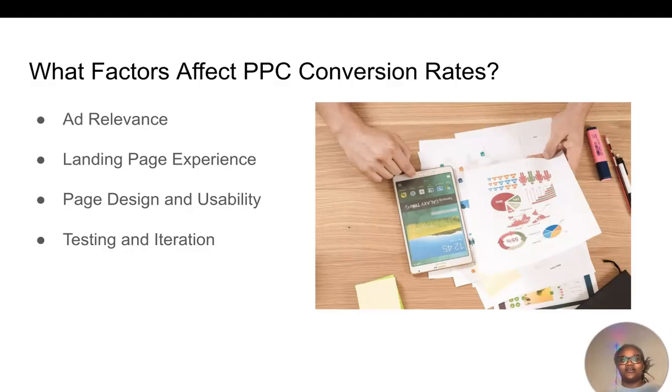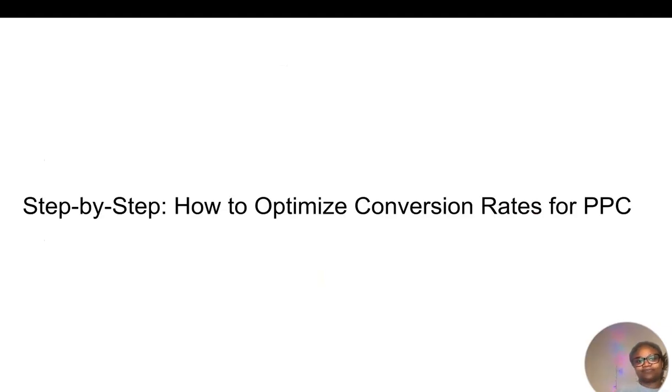So you can do A/B testing, testing different headlines, copy, ad copy, forms, calls to action, anything that will help your audience resonate with your ads. Okay? So here is a step-by-step guide on how to improve and optimize your conversion rate for PPC.